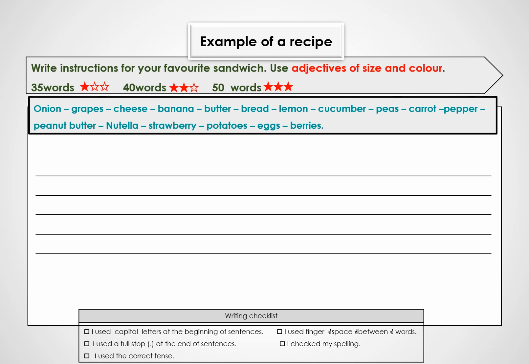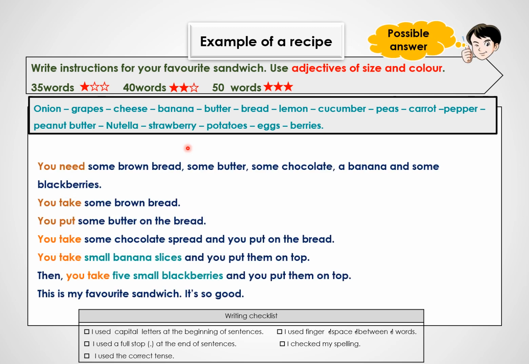This is another example of a recipe. When you write a recipe, you should mention the ingredients. You need some brown bread, some butter, some chocolate, a banana, and some blackberries. You mention all the ingredients, you put a comma between them, and you use and at the end. Comma, comma, comma, and. Then you start telling the instructions.